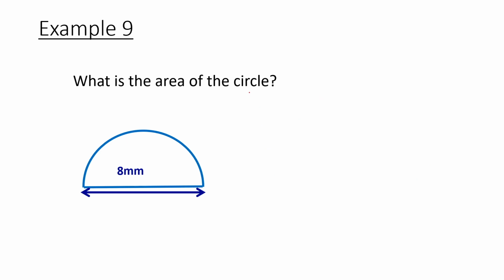Another example, so again you're given your diameter, so you have to find your radius, which is 8 divided by 2 in this instance, which gives you a radius of 4. Inputting that into our formula, pi times radius squared divided by 2, as it's a semicircle, which is pi times 16 divided by 2, and this gives us an answer of 25.13 millimeters squared, correct to 2 decimal places.